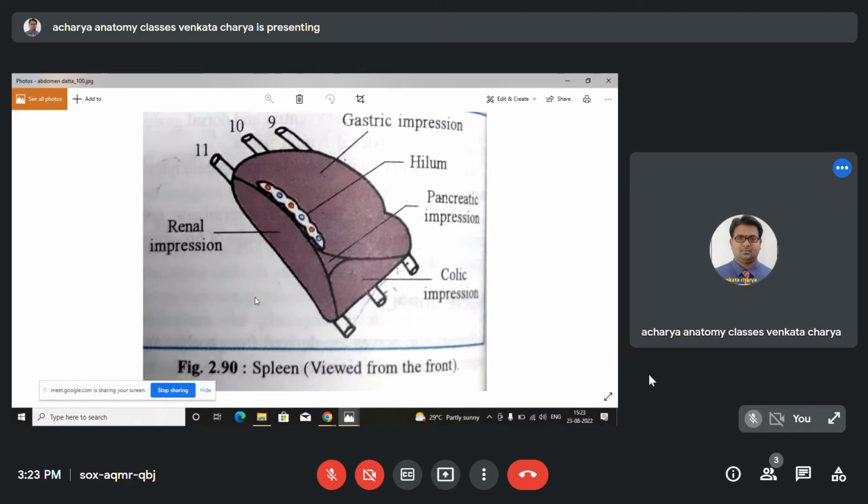Okay. Next, the spleen is covered by the greater sac and lesser sac peritoneum.